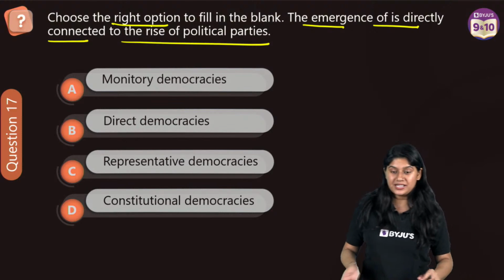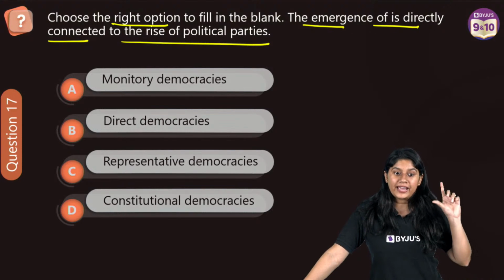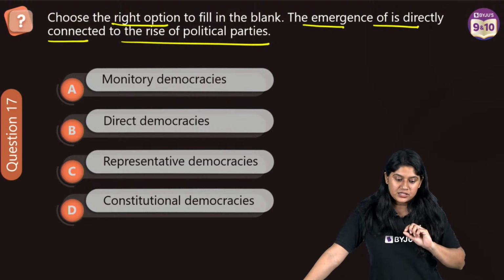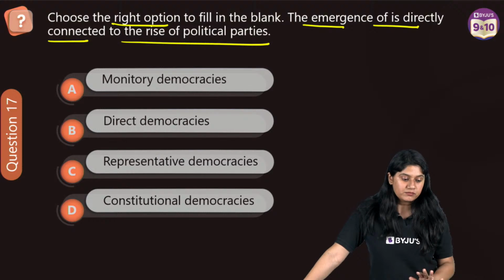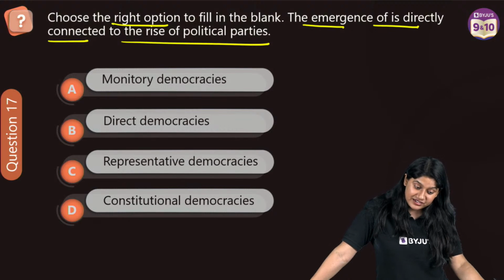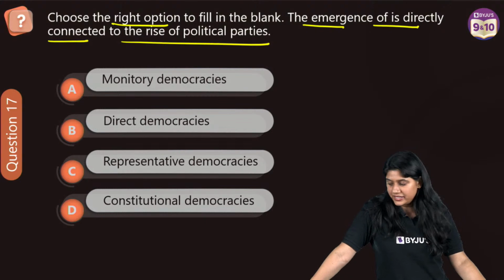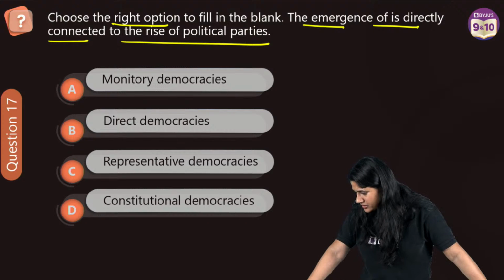Oh, this is a very tricky question. Let's see. The emergence of it is directly connected to the rise of political parties. Again everyone, I'm giving you a hint over here, right? Political parties, emergence directly connected with the political parties, and we are trying to relate it with democracy. So you can relate it. Monetary democracy, direct democracy, representative democracy, or constitutional democracy. I can see there could be a little bit of confusion between option number 2, right? There are 2 options that can cause confusion, but I can see that all of you are doing absolutely great.